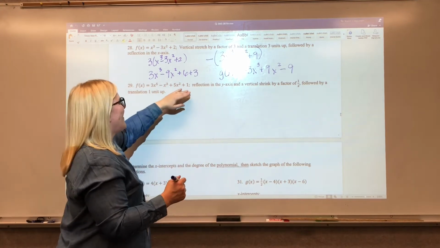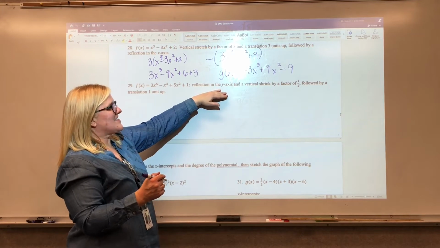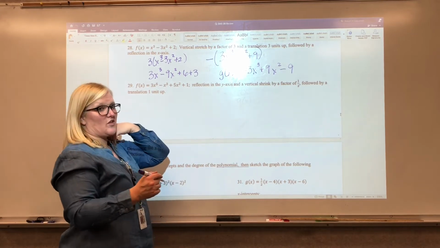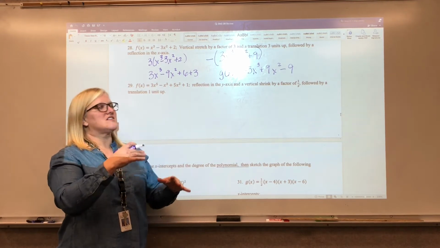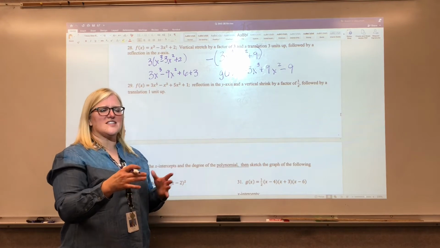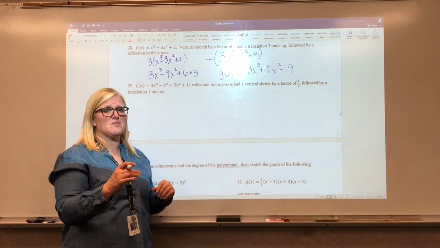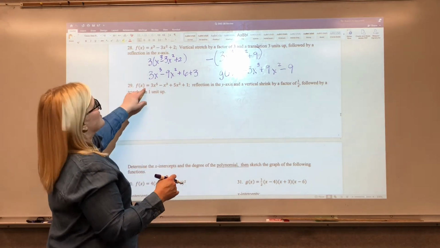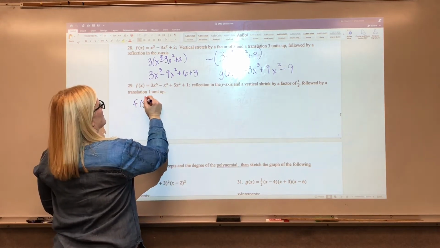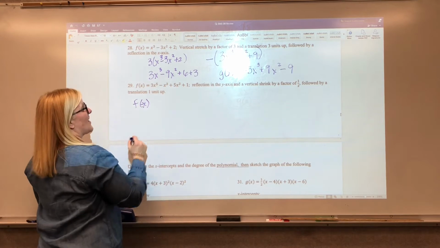Okay, all right, reflection in the y-axis and a vertical shrink, followed by a translation 1 unit up. And I know also that it says followed by. Make sure you do things in order. It doesn't always make a difference, but sometimes it does. Okay, so reflection in the y-axis. F of x, that's going to be f of negative x, right?